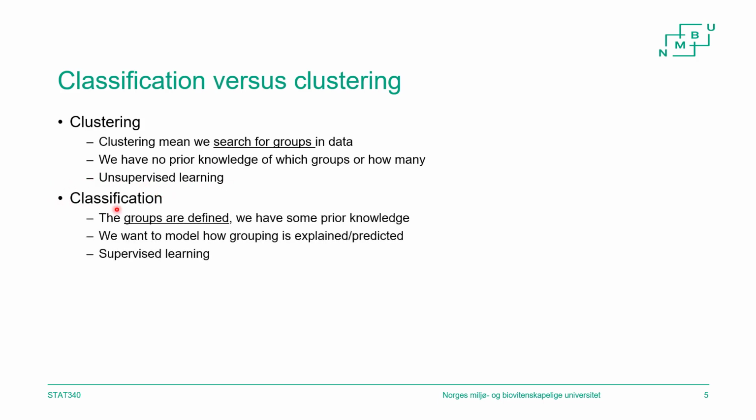While in the classification situation, groups are already defined, right? They are defined. There is no exploring here. We know exactly how many groups, and actually also the groups themselves are sort of defined. So we have some prior knowledge about the world that we are studying.